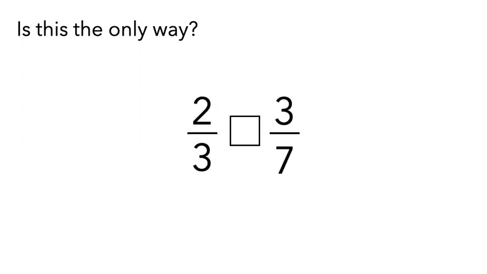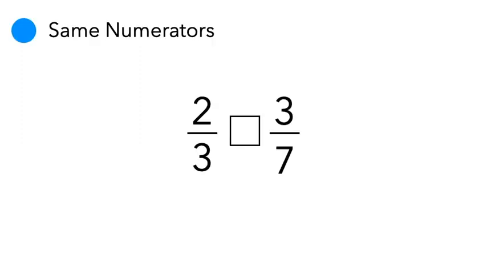But is this the only way to solve this problem? Maybe instead of using the idea of same denominators, we could look at the idea of same numerators. And lots of students find this a little bit challenging, but we're going to go through it now and hopefully it will make perfect sense.